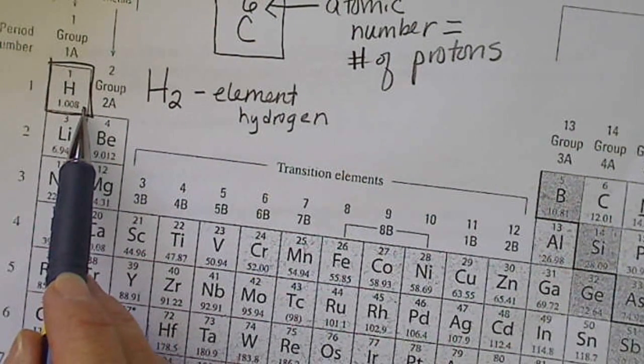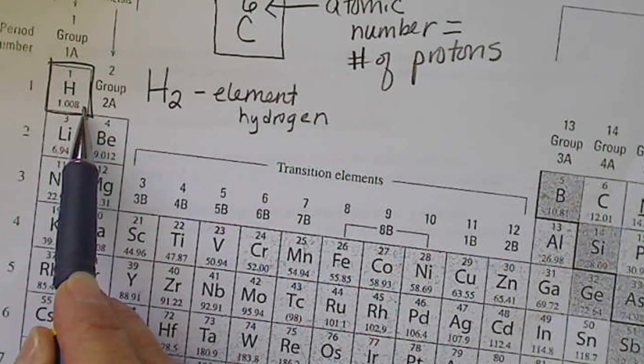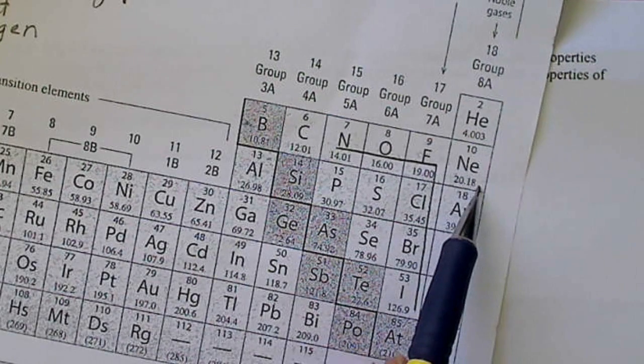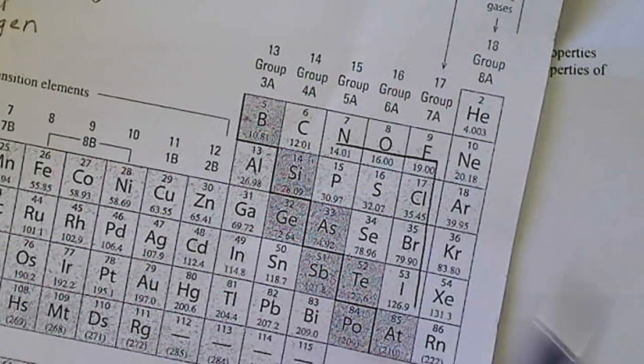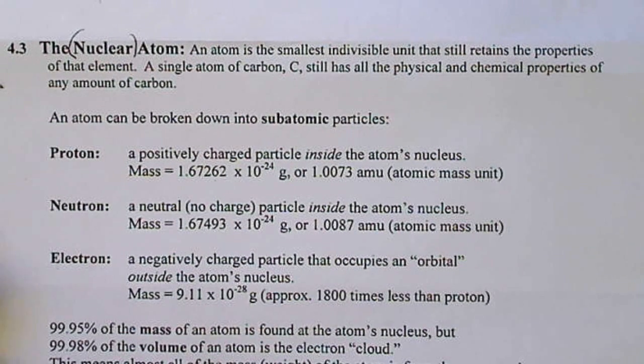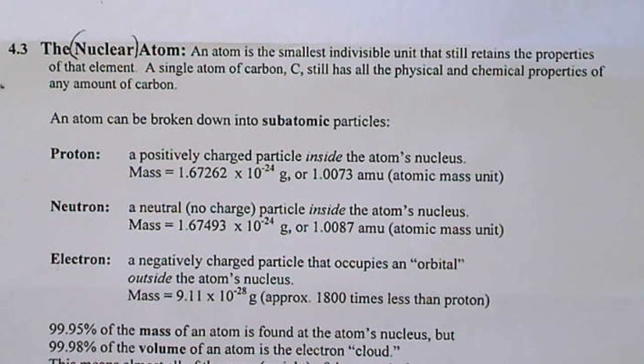This block is a symbol representing an atom of hydrogen. This is an atom of carbon. This is an atom of neon. Okay, so saying nuclear just makes it sound cool, I guess. But an atom is the smallest indivisible unit that would still have the properties of the bulk material.